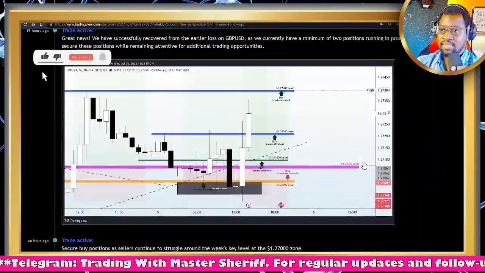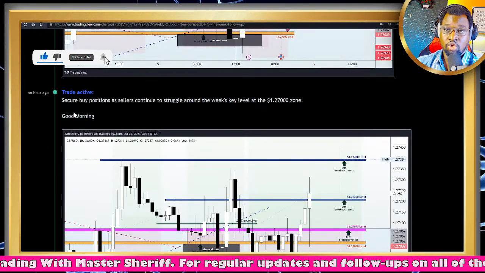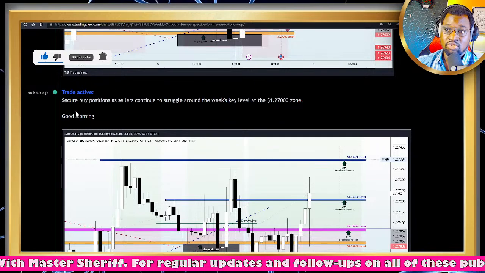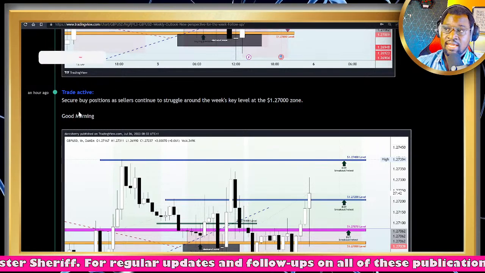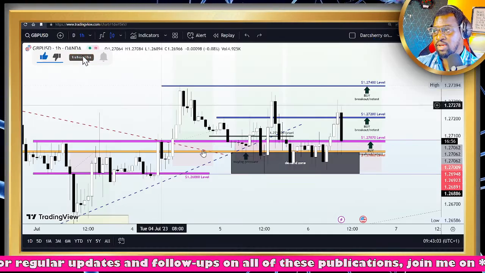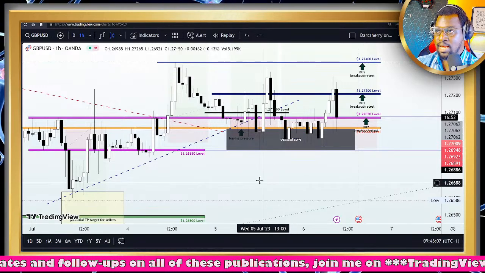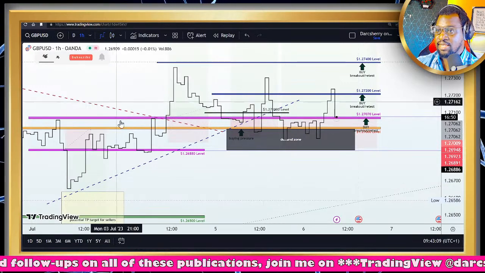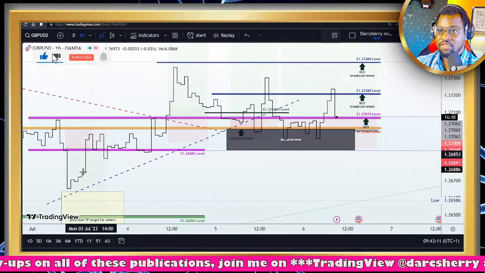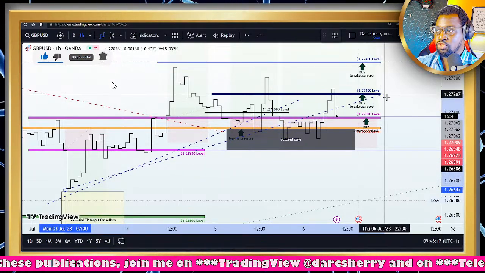So we had a bullish move here. I told us all to secure the buy positions as sellers continue to struggle around the weekly key level at the 1.270 level. So it's a short note here. Let's go back into the live chat and see what is really going on from here. Let me bring out my line chart and let's look at it, if we could have new higher lows to mark new structures.